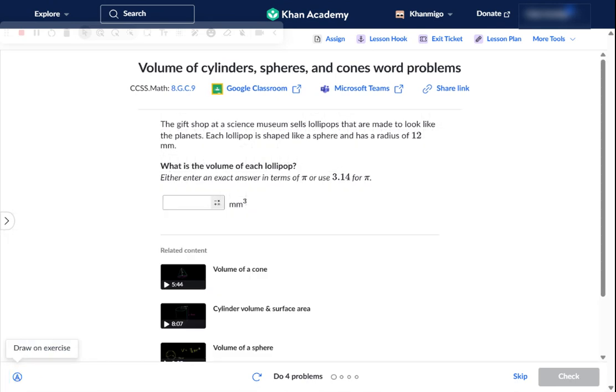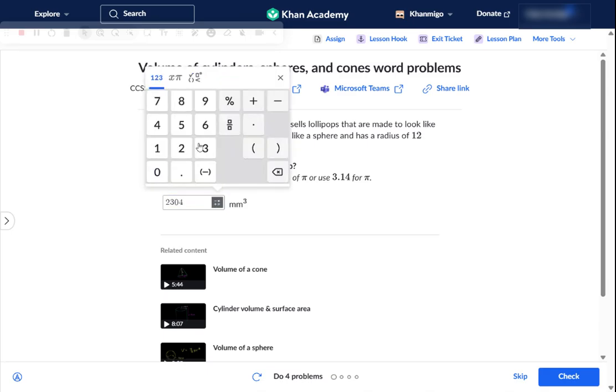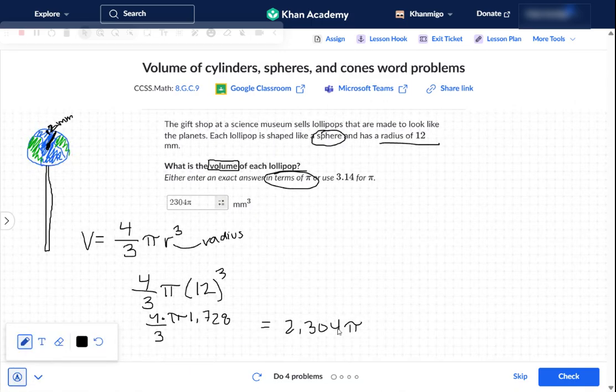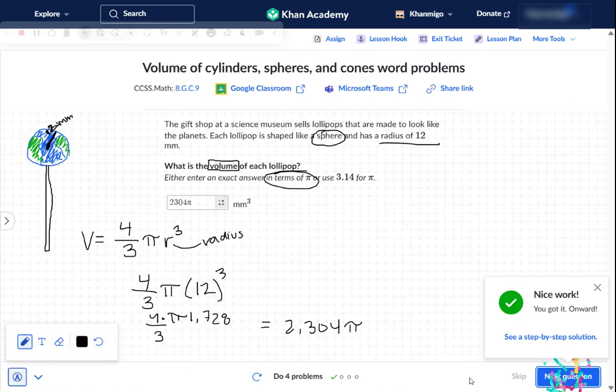And it's the same answer. So why make our lives more difficult? So 2,304. And then we need to get pi. Let's just confirm 2,304. All right, let's check.